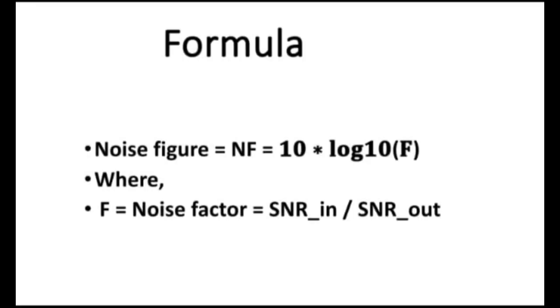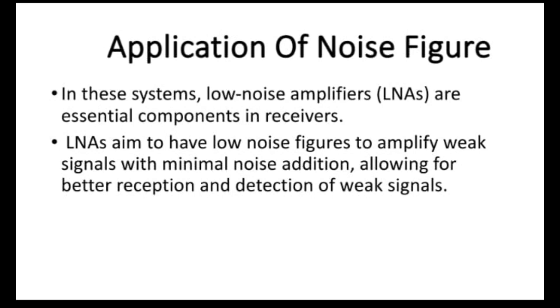Formula: noise figure NF is equal to 10 log 10 F, where F is the noise factor, equal to SNR in divided by SNR out. Application of noise figure. In a receiver system, low noise amplifiers are essential components. LNAs aim to have low noise figures to amplify weak signals with minimal noise addition, allowing for better reception and detection of weak signals.